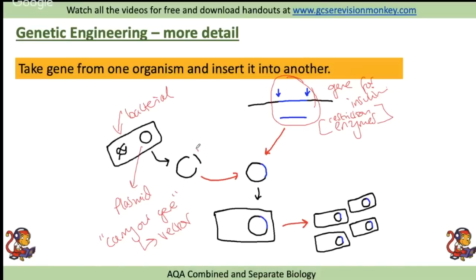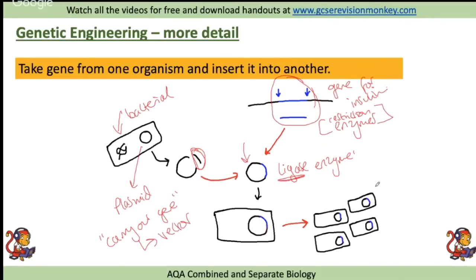So you need to use the same restriction enzymes to cut a bit of the plasmid away, and then combine those together using another enzyme, which is called ligase. Again, if you don't remember that, just talk about enzymes using it and a different enzyme. You then put that back into an empty bacterial cell, and that bacteria would then replicate, and produce the plasmid containing the gene for insulin.